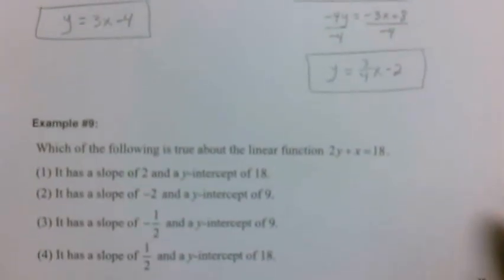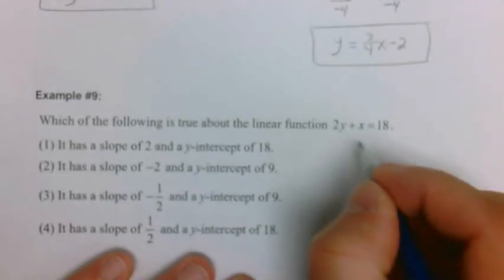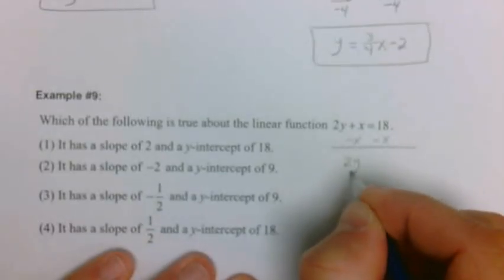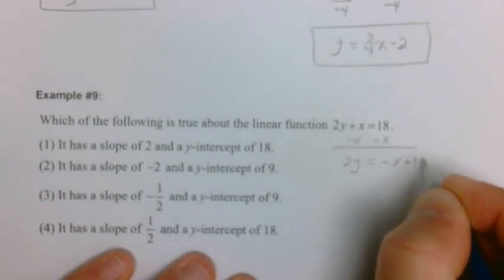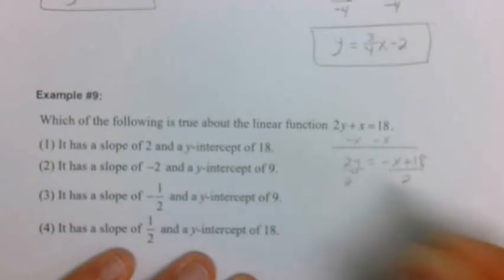Our example down here at the bottom, it says, which of the following is true about the linear function 2y plus x equals 18? All right, and each case talks about the slope and the y-intercept. So let's write this equation in slope-intercept form. All right, we're going to get our 2y alone, so we'll start by subtracting x on each side. That means that 2y equals negative x plus 18. And now we'll go ahead and divide each side by 2.